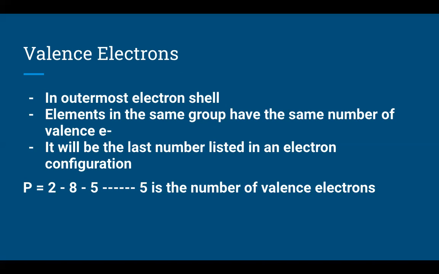2, 8, 5. And if you read the periodic table from left to right, if you read across the first period, that's 2 elements. If you read across the second period, that's 8. So there's 2, 8. And then if you read across the third period until you get to phosphorus, 1, 2, 3, 4, 5. Yeah.